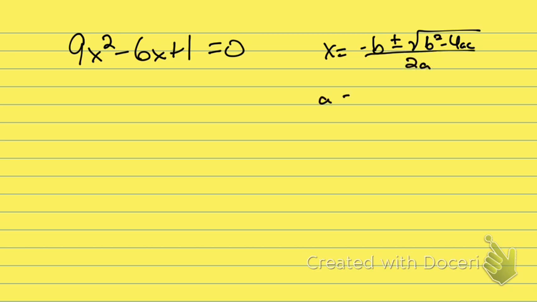Also, I suggest getting organized with your A, B, and C values before you do anything else. Get after it. Let's see how you do. Let's set it up. A is 9. B is negative 6. C is 1.